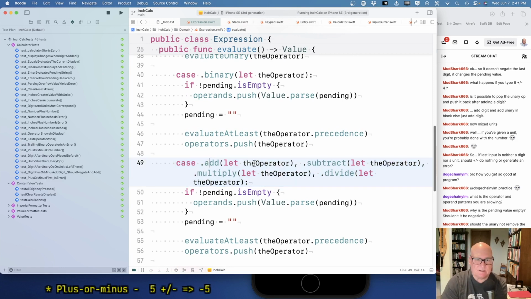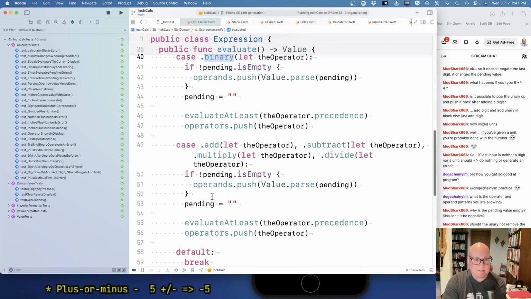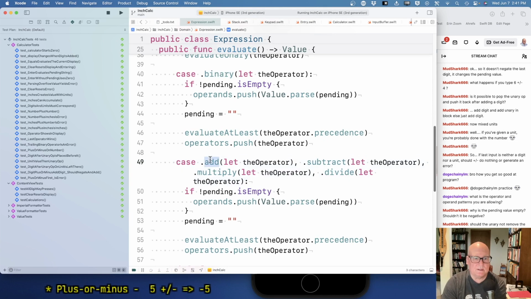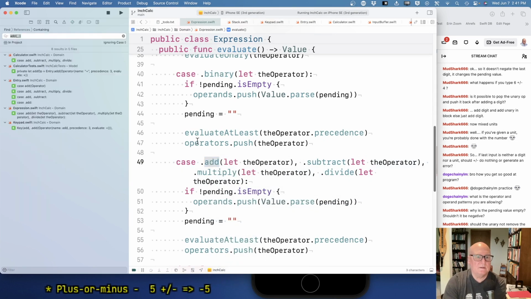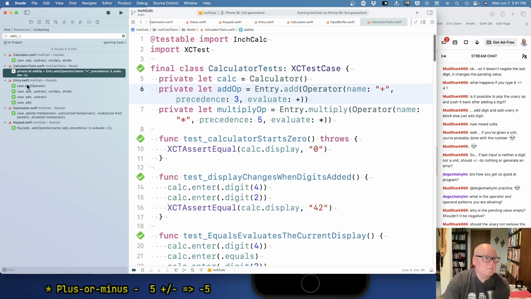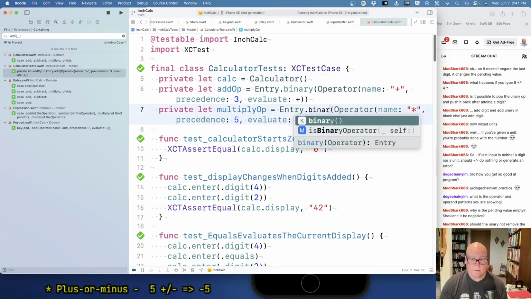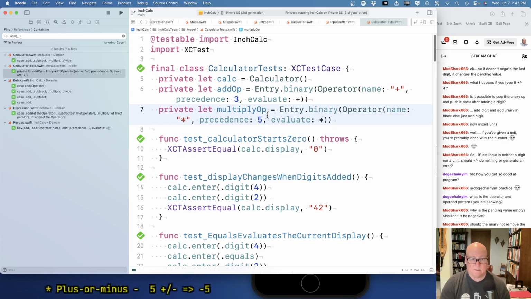Now, what I want to do is get rid of add, subtract, multiply, and divide and just use binary operator. Okay. I think we've left the code parallel and consistent, pending evaluate at least operator precedence coming in. Okay. So let's find people who use this. Okay, calculator. Binary does op entry. Okay. Add op equals entry dot add. Let's make this entry dot binary. And entry dot binary. Okay, that should pass.